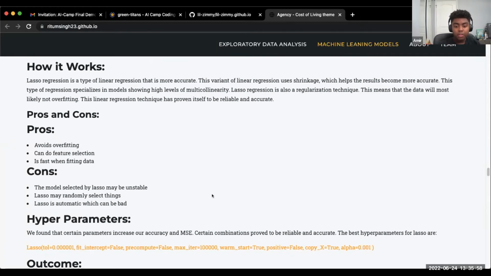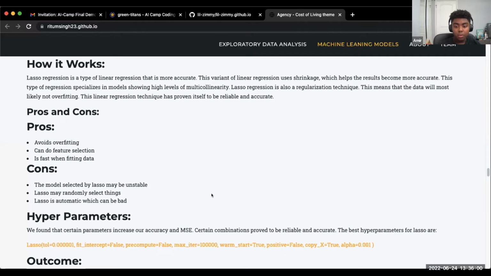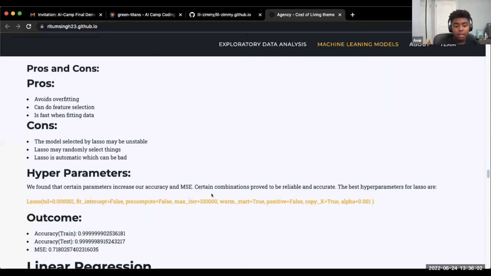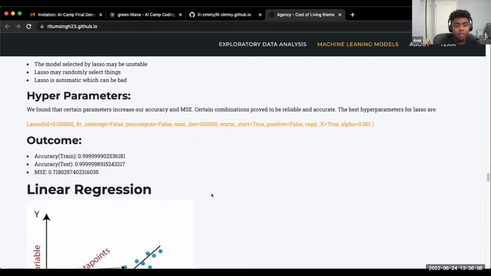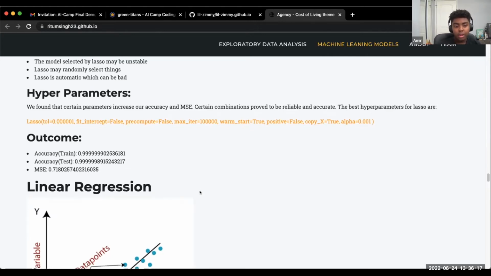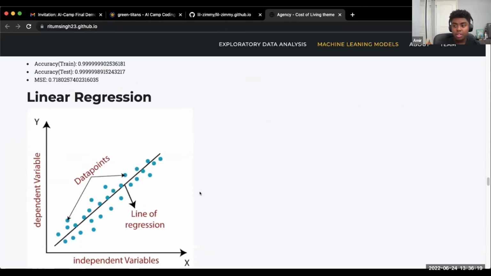For hyperparameters, we found that the line in orange was the best. You can change a few things, but if you keep it like this, it'll give you the best accuracy. Our accuracy on trained data was 99, and test was also 99. Our MSE was pretty low, which makes it our second best model. But I'll pass it on to Nne Ezi for linear regression.